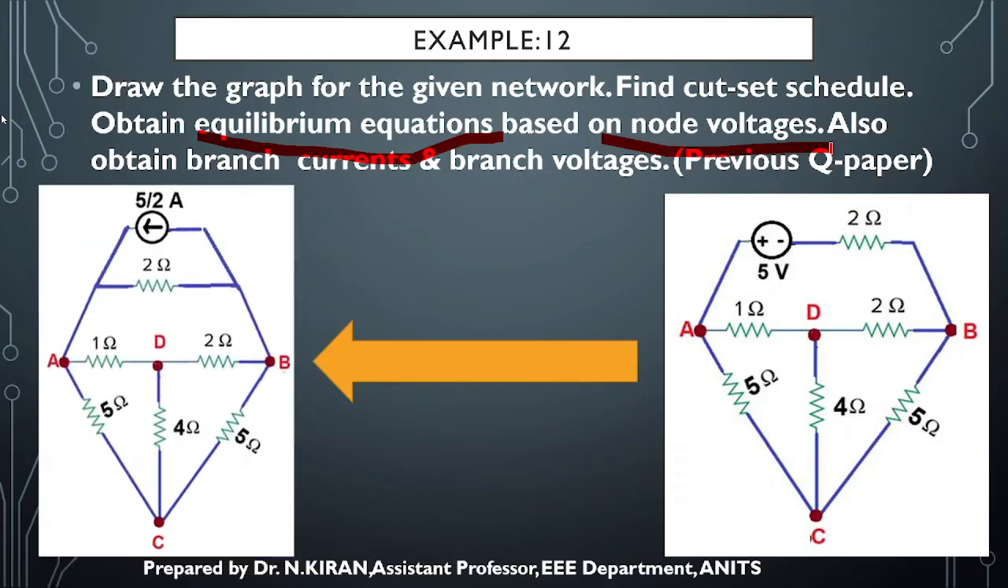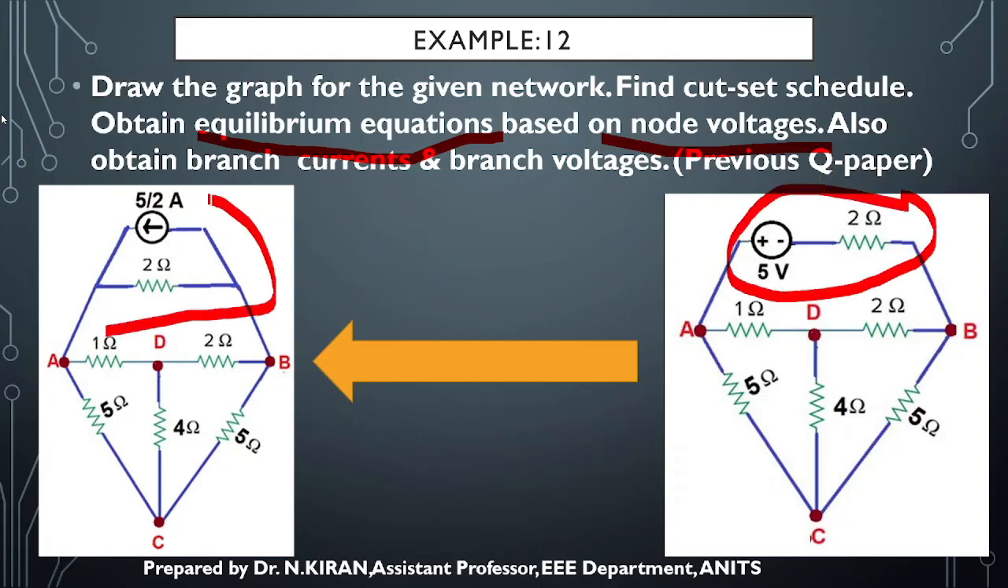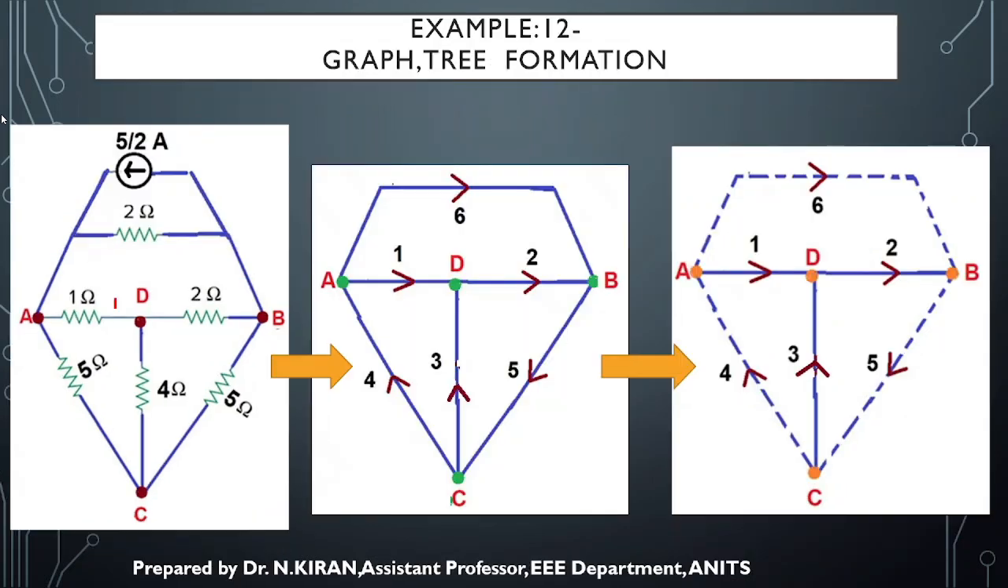Since we are asked to find equilibrium equations based on node voltages, my source should be of current source type. So that is why, using source transformation, transform this into a current source in parallel with my resistance. After doing so, I have obtained the graph and considered the tree and obtained the links and twigs as usual.